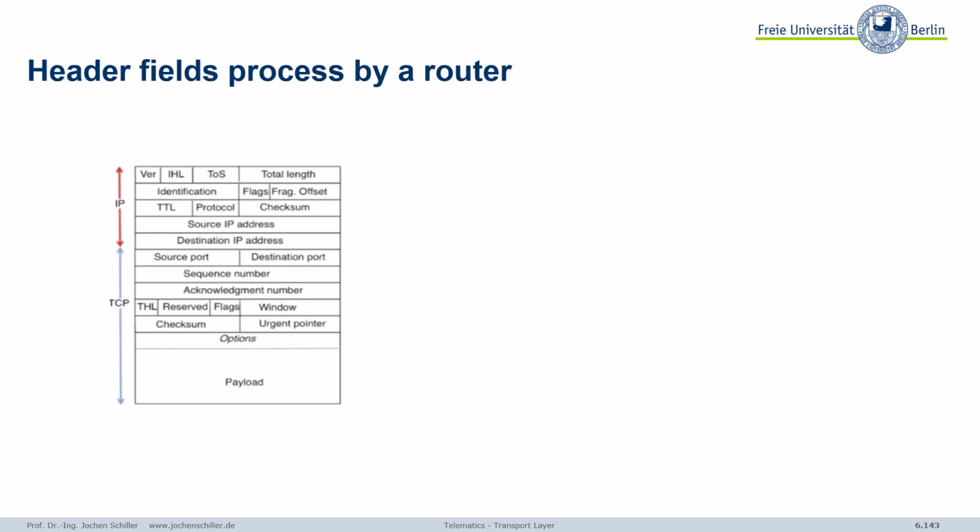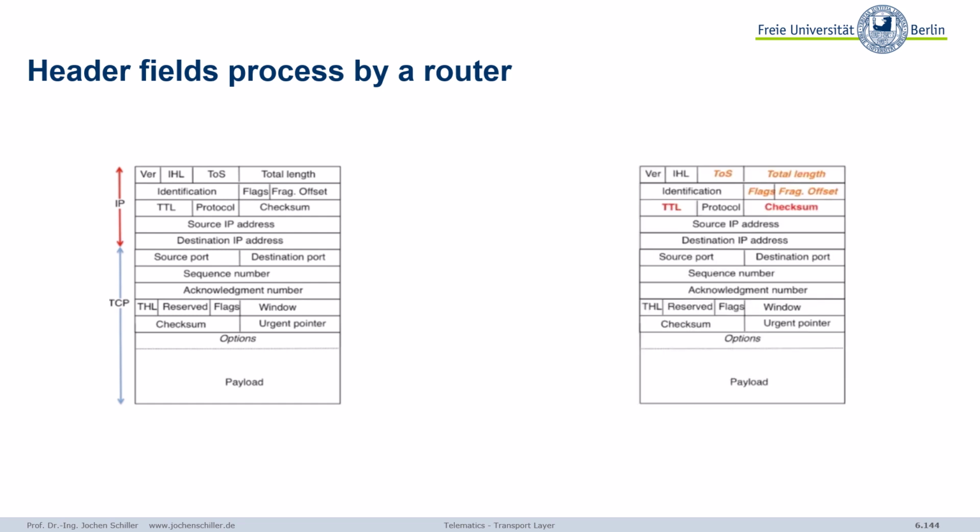Well, typically in a router, this is what we all know. This is our IP packet followed by a content, TCP. So we see the IP header, the TCP header, and then the payload. The router may look into the TTL. If the TTL is 0, we know we drop the packet.